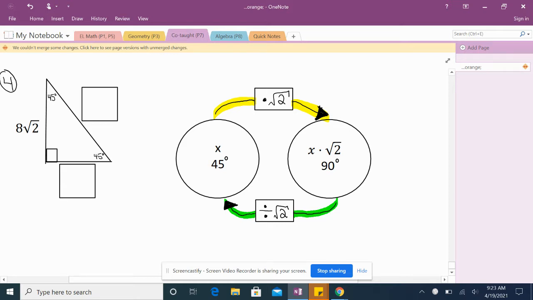And the last example, here we have the leg, and we need the other leg and the hypotenuse.